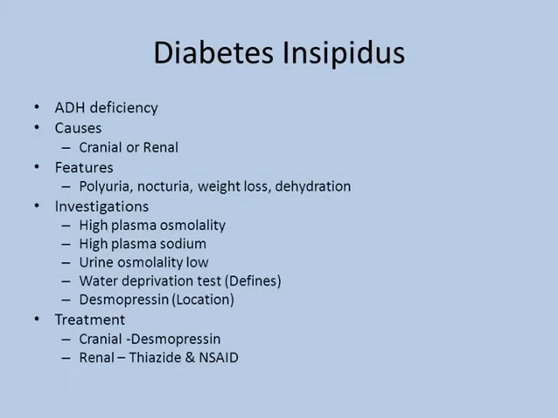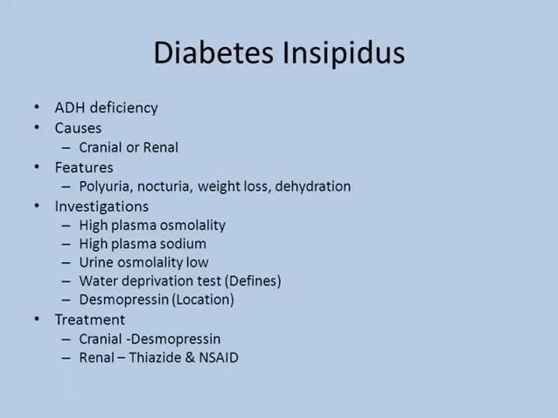In cranial diabetes insipidus, there's a deficiency in the production of ADH, and its causes include CNS tumours, head trauma, and infection. In nephrogenic diabetes insipidus, there's a lack of response to the ADH hormone by the kidney, and causes include lithium and chronic renal disease.